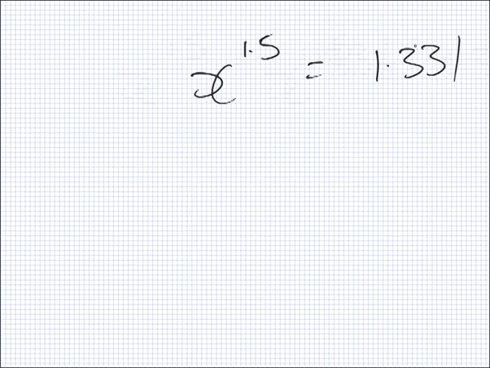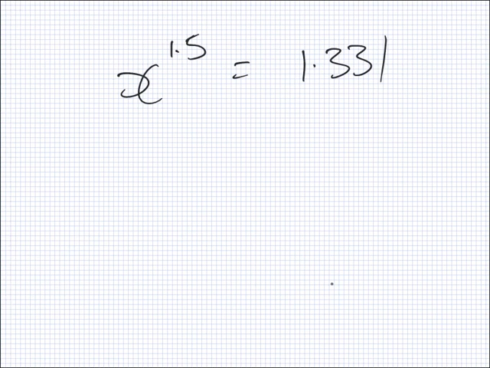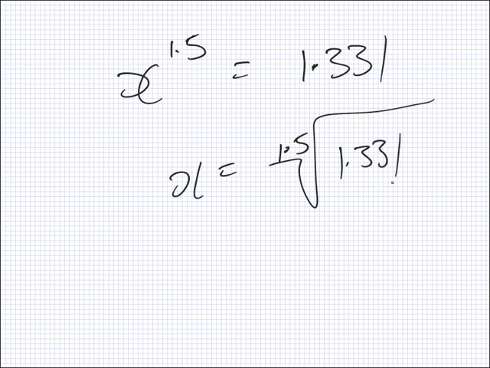Okay, fine. So let me show you an easier way. X power 1.5 equals, what was it? 1.331. Now, watch. X squared equals 9, x equals square root 9. Okay? X cubed equals 9, so x equals cube root 9. X power 1.5 equals 1.331, so x equals 1.5 root of 1.331. Now type that in on the calculator and you will get 1.21.